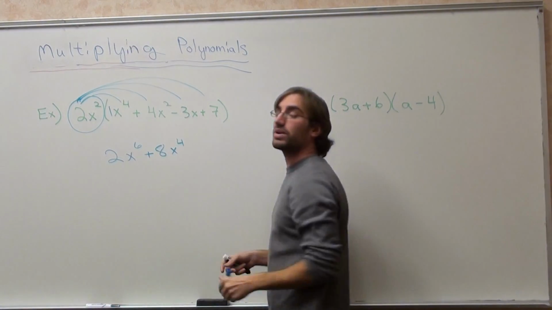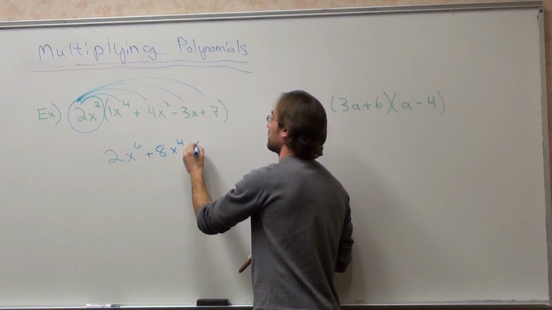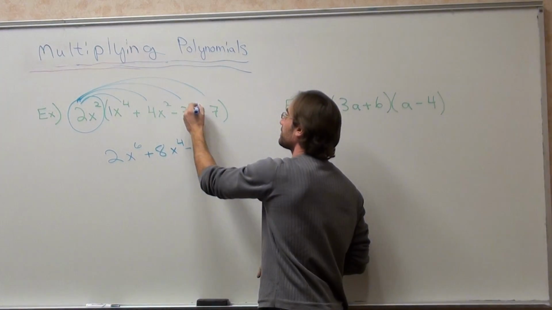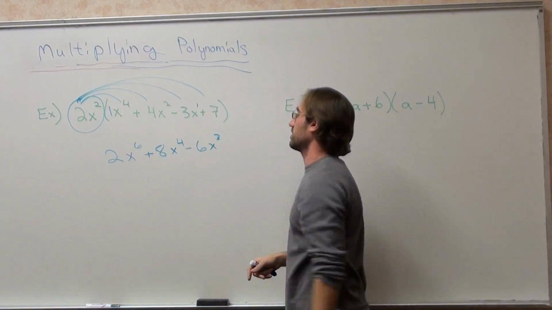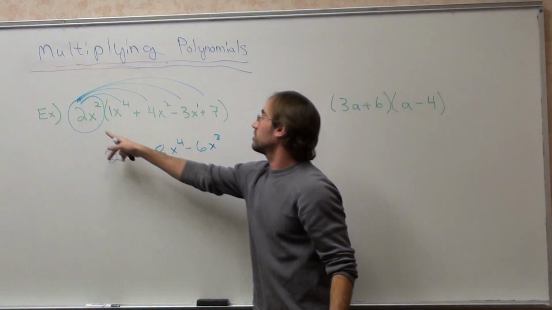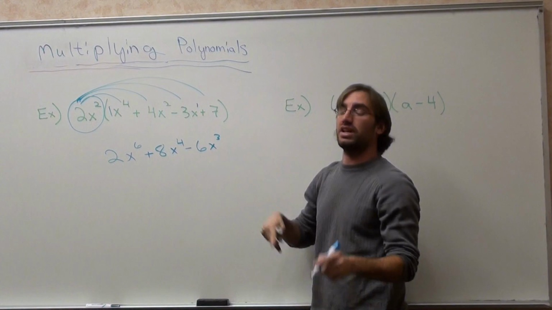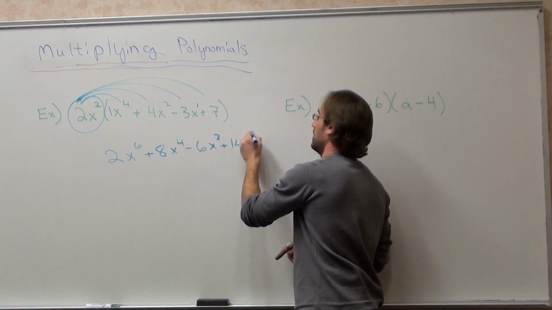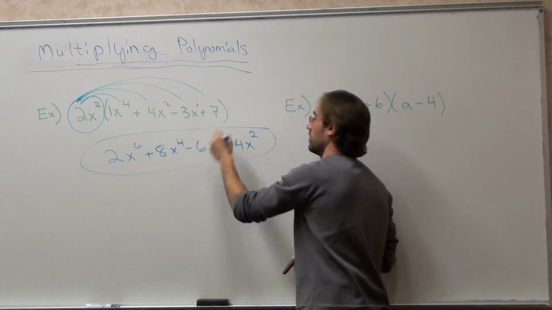2 times negative 3 is negative 6. X squared times x to the first is x to the third. That's a 3. And 2x squared times 7 is 14 x squared. And I'm done.